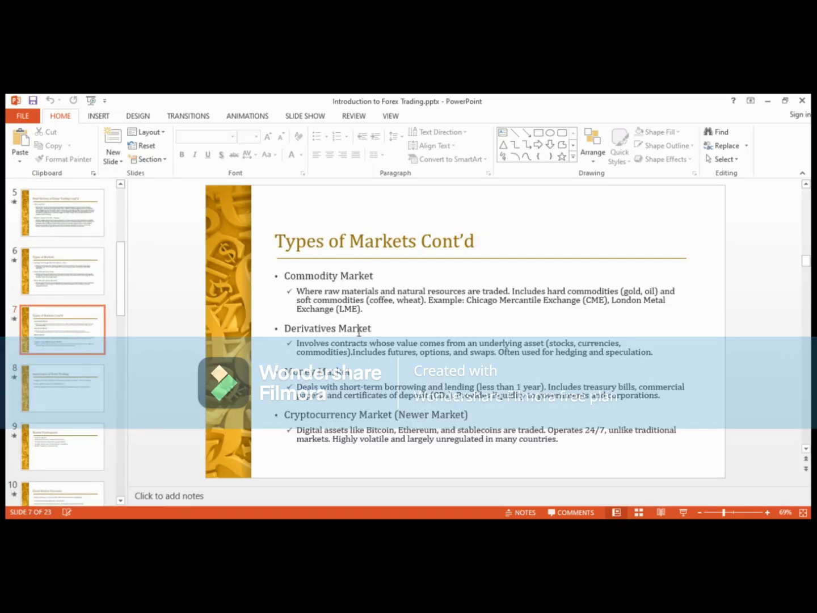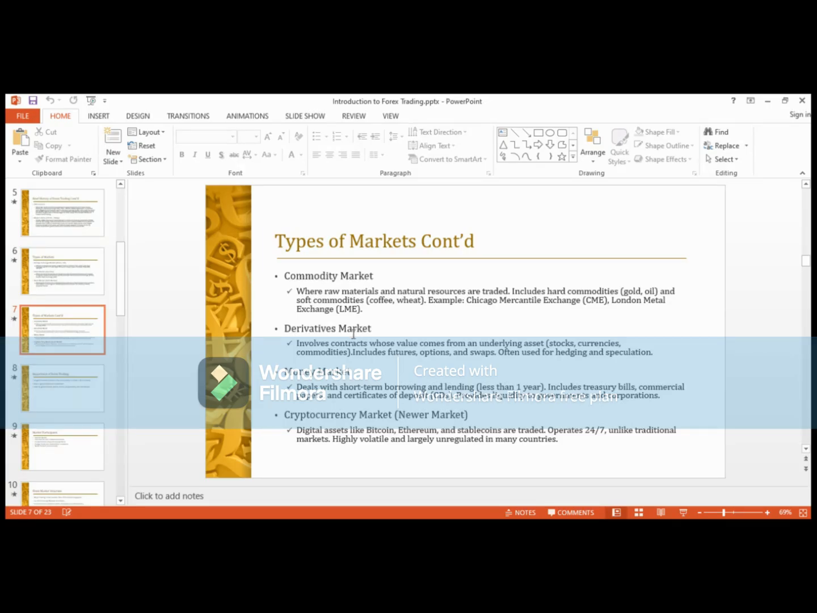We also have the derivatives market, which involves contracts whose value comes from an underlying asset, that is stocks, currencies, commodities, which also includes futures, options, swaps, and is often used for hedging and speculation.